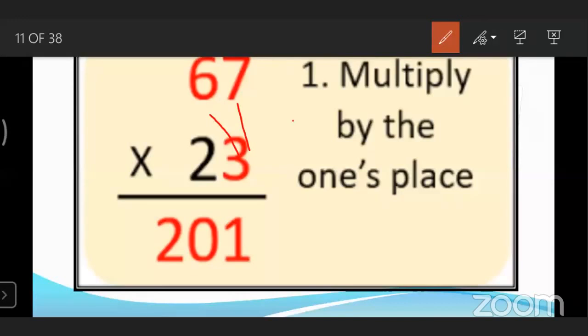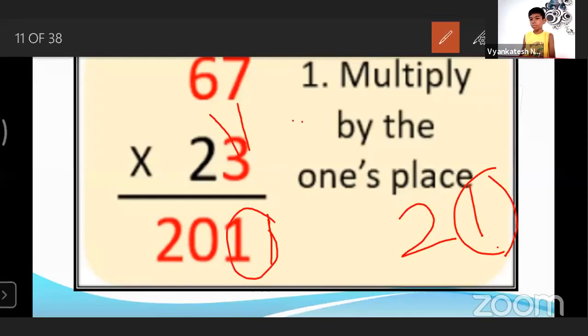Okay, so now see. 3 7s are 21. Now 1 is at the unit place, so this 1 is written here, right? And 2 will be carried over here, right? 2 will be carried over.